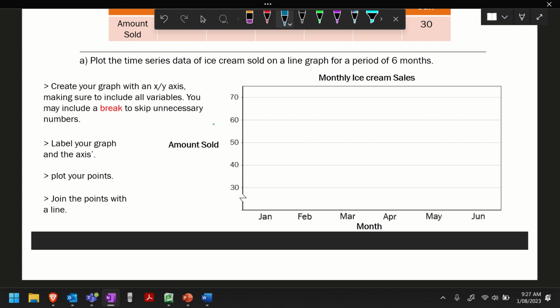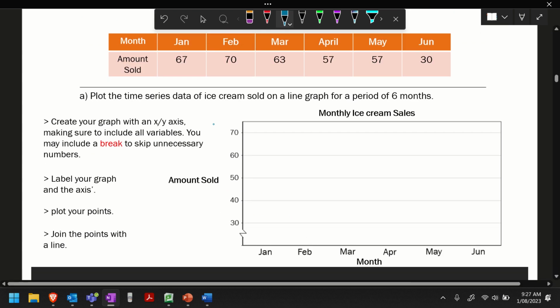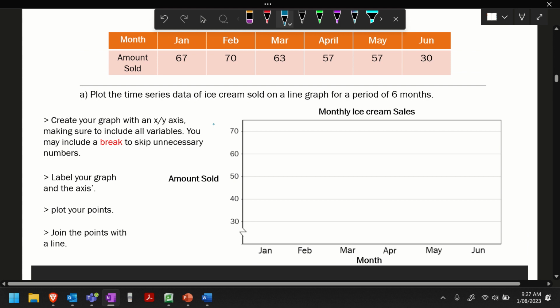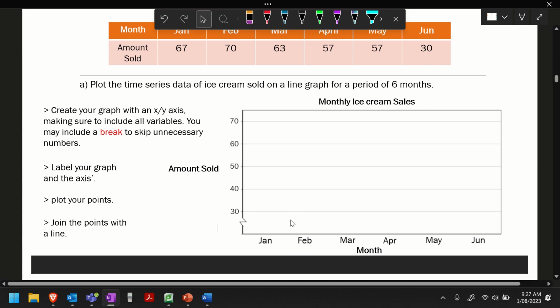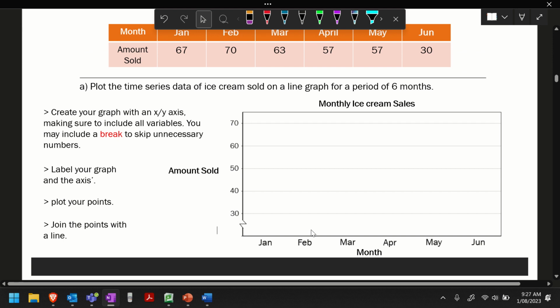Yes, Attila? Initially for a time series graph, yes, it is a dot plot. All right, so after you've done your graph, you put your months in the bottom, or the time in the bottom, and then the amounts here.